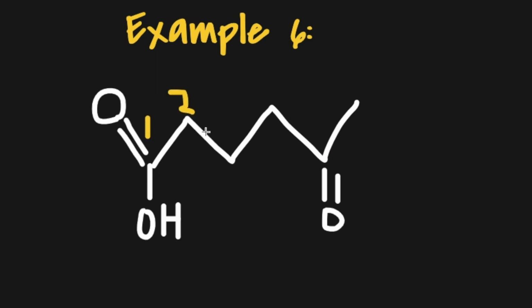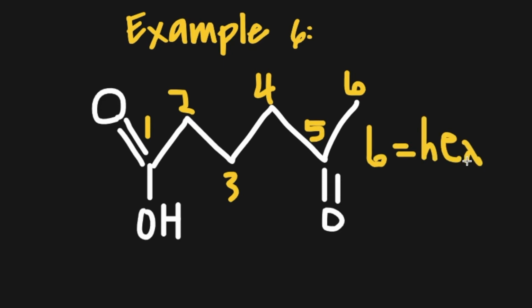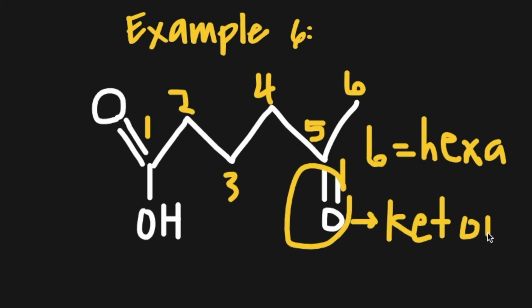Finally, onto our last example. Counting from left to right, starting with the carbonyl and hydroxyl group, there's 6 carbons, which means that it'll be hexanoic acid. Next, we need to identify any substituents. On the 5th carbon, there's a ketone. As I explained in my previous video, when ketones are a substituent, it'd be named as oxo. Pause the video and try to name it yourself before I reveal the answer.